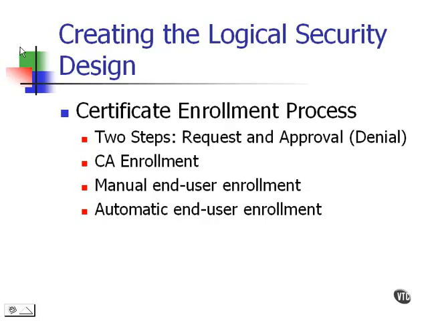In the certificate enrollment process, you have an entity that requests a certificate, and then the certificate authority either approves or conversely it might deny. But really the two steps are request and approval of the certificate. Now, there are essentially three enrollment processes. There's the process for CA enrollment, where a certificate authority installs and requests its own certification authority certificate. And then there is manual end user enrollment for applications, users, computers, and automatic end user enrollment. So even though we use the term end user, it can be applied to lots of things here.